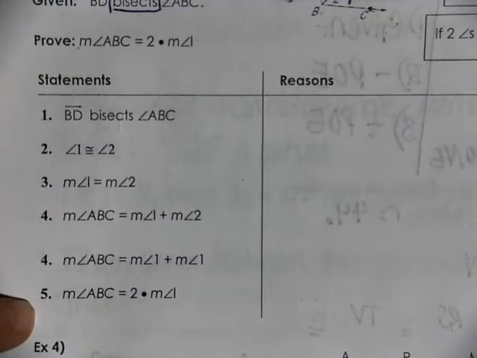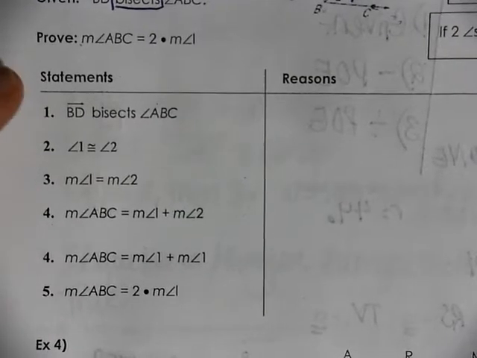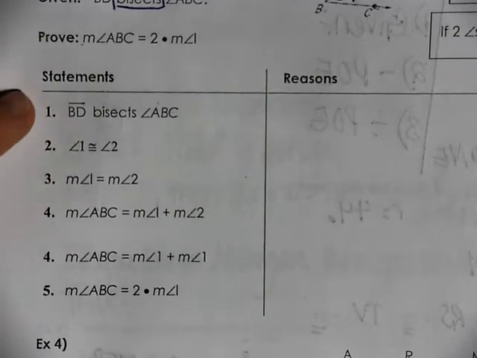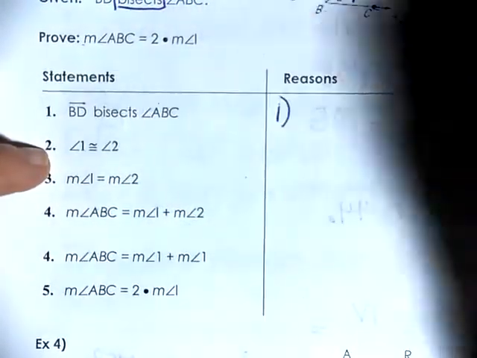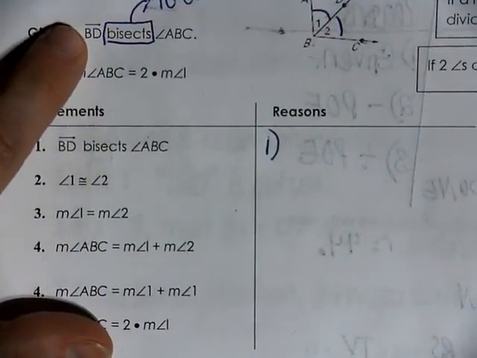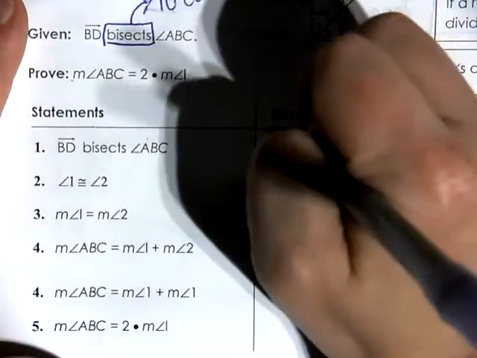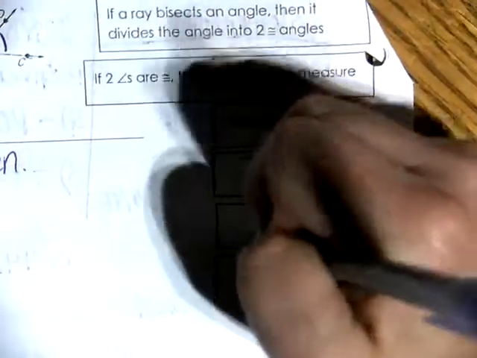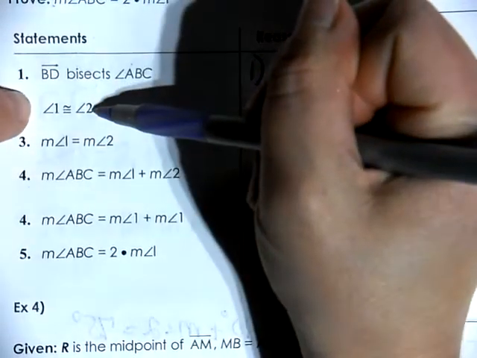I already have the statements written for you, and now we have to come up with the reasons. And when it comes to the reasons, it's all about what came before and what comes next. If is what came before, then is what came next. So let's talk about number 1. First of all, ray BD bisects angle ABC. We write that because it is given. So the first blank where it says given, that goes away. Next, it says angle 1 is congruent to angle 2. Why would we say that?